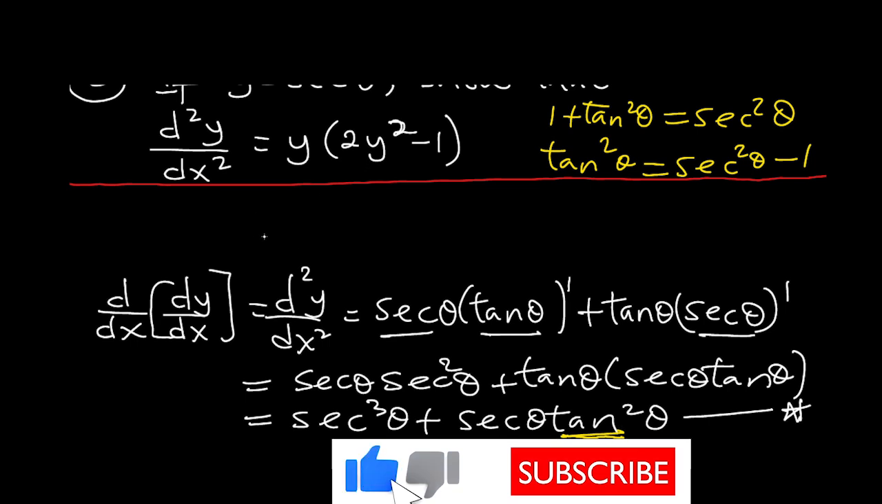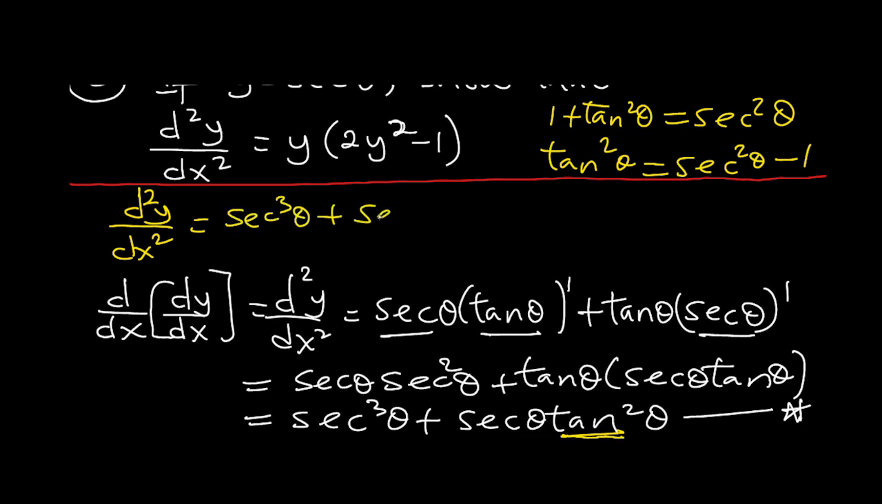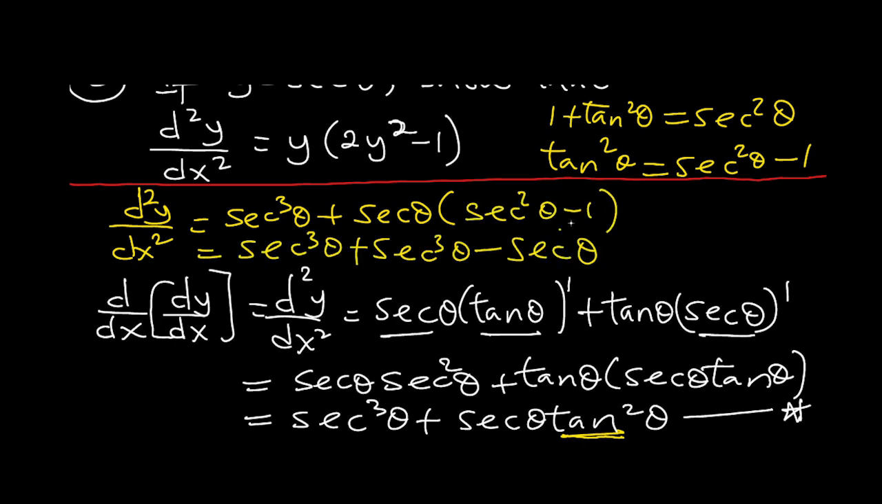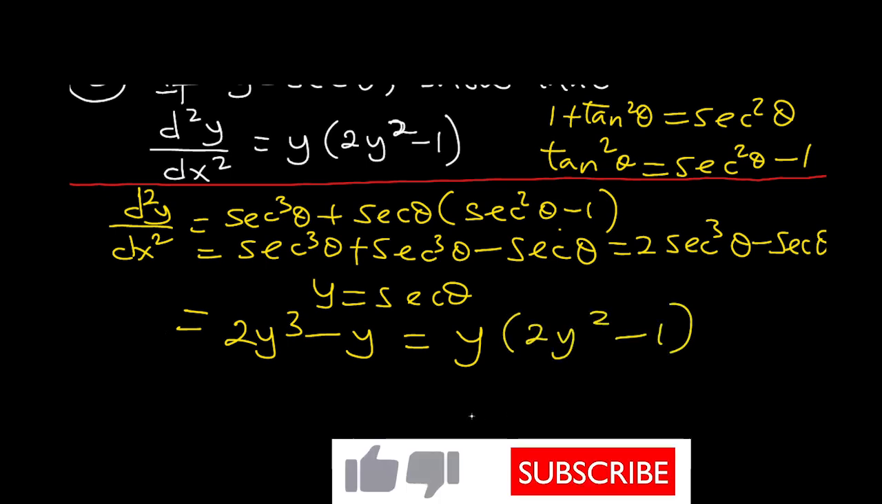So then the next thing to do now, let's plug in. We're going to have sec cubed theta plus sec theta times tan squared theta, which is sec squared theta minus 1. So do the expansion. We have this. If you add them together, we're going to have 2 sec cubed theta minus sec theta. Okay. From the given problem, we are told that y is sec theta. So plug that into your expression. So we have 2y cubed minus y, and then factorize your y. There you have this, and that is proved. That's done. That's the second differential.